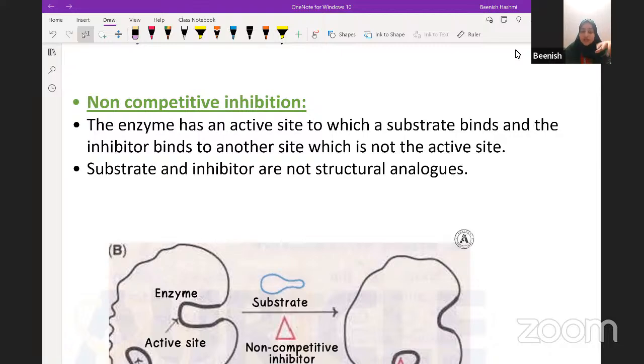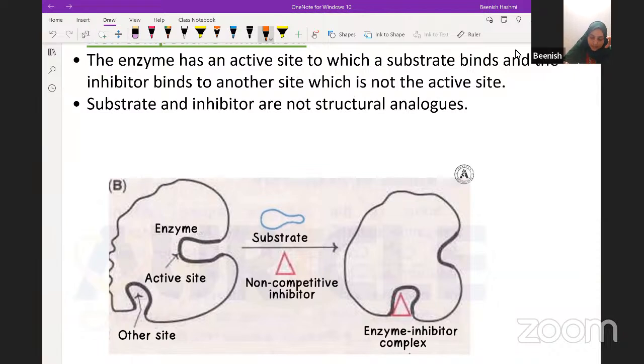But here what is happening? You can see in this diagram, this enzyme has an active site where the substrate is supposed to bind, and it has another site other than the active site, and this is the site where your inhibitor is going to bind.